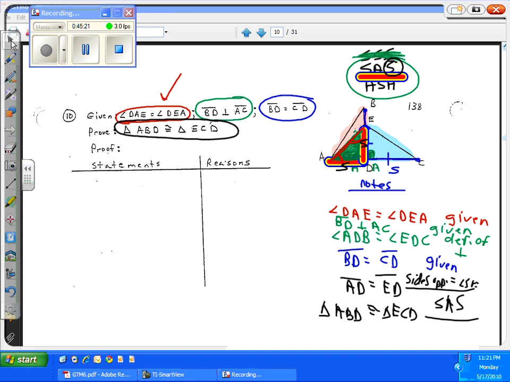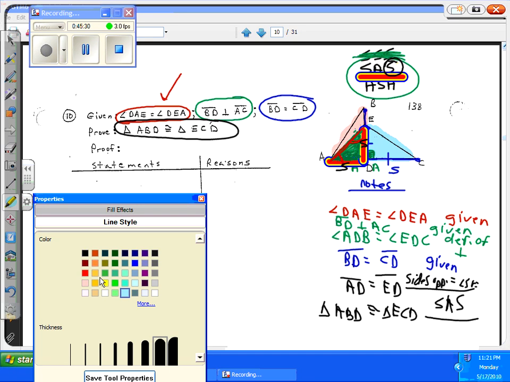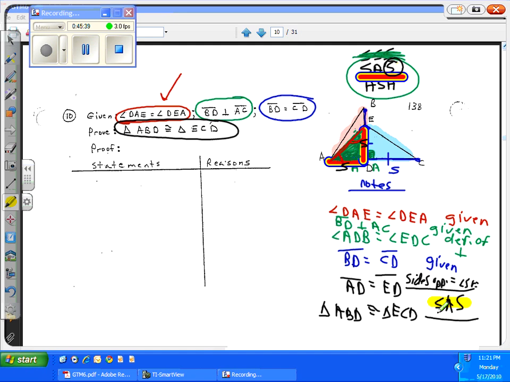Well, to see if you're done, you're going to check the reasons from the bottom up, and I'm going to use a highlighter here to do that, so maybe it will be a little bit easier to keep up with. I'm just going to use yellow. I think that will jump out at us here.